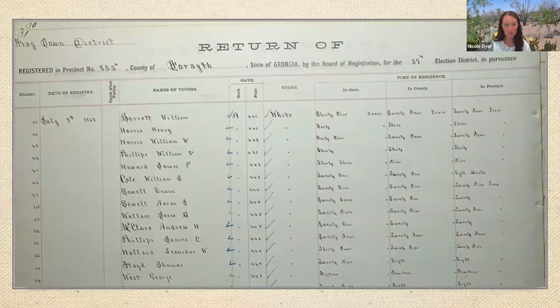Let's look closely at this return of voters. So on July 8th, 1867, George West was found on Oath Book A, page 447. His color was white, and the time of his residence in the state was 15, and you can see the ditto marks going back to years, 14 years in the county and 14 years in the precinct. So we do have some great information here about his residence.